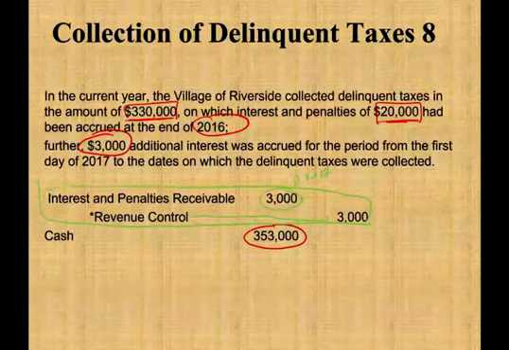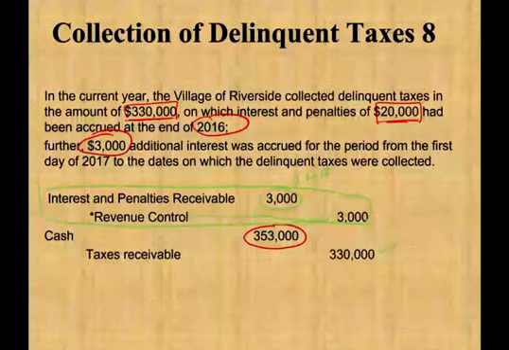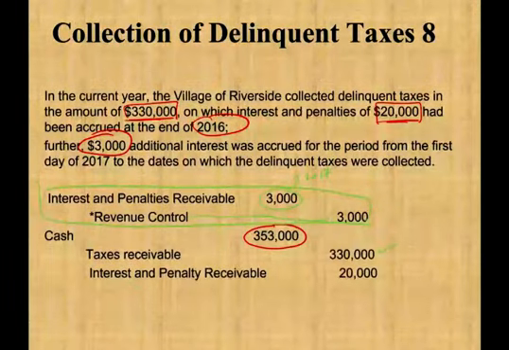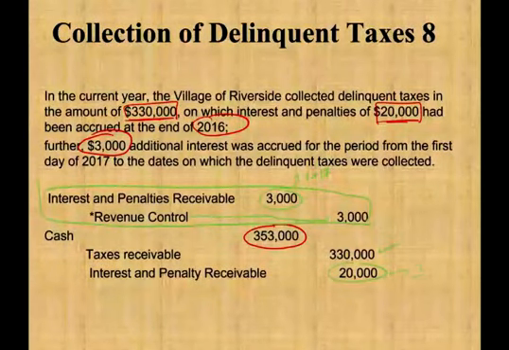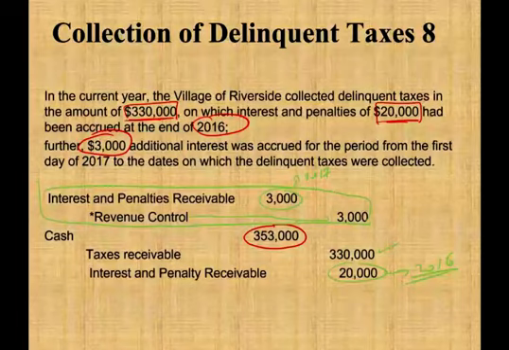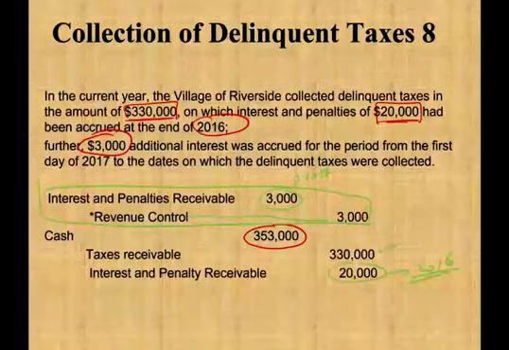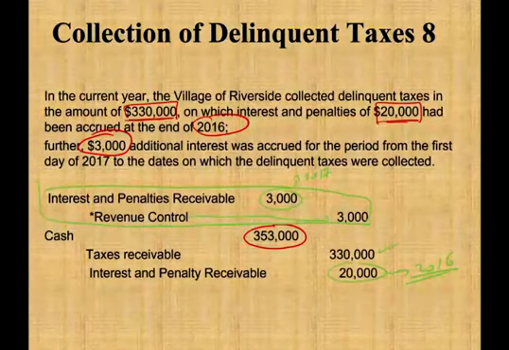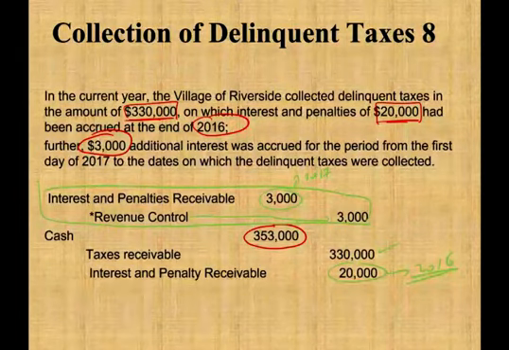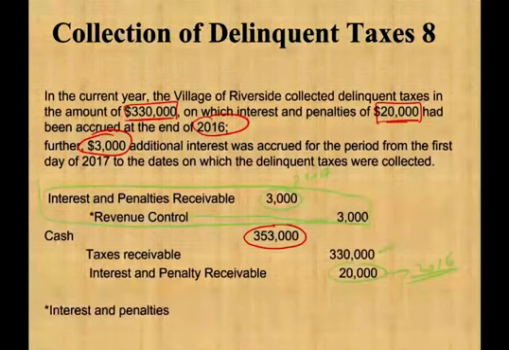Then you debit the cash, 353. You credit receivable, 330, and you credit interest and penalty receivable, 20,000. This is for 2016. Okay. So the revenue for the interest and penalties was recorded in 2017, and the 2016 interest and taxes receivable was collected. Okay, so this is this entry, collection of delinquent taxes. And what type of revenue is this? This is interest and penalties. So the revenue here is interest and penalties.